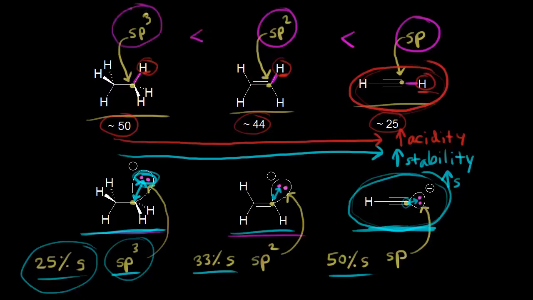So it has to do with the amount of s character. And that might seem weird because so far we've said that carbon has a certain value for the electronegativity, and we've always assumed that it's the same. But now we can see that it's different. An sp hybridized carbon is actually the most electronegative.